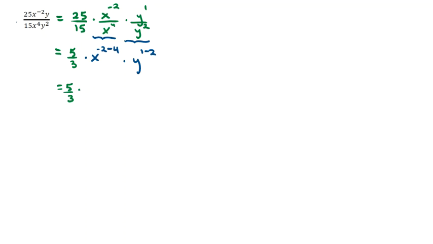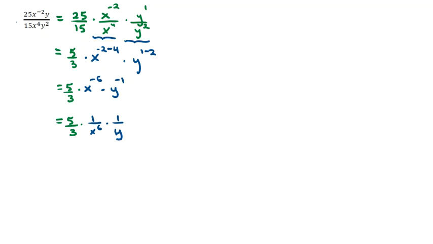x to the negative 2 minus 4 is x to the negative 6. And then y to the 1 minus 2 is y to the negative 1. Alright, keep in mind that the instructions tell us that they want all exponents positive. So we'll rewrite x to the negative 6 as 1 over x to the 6th, and then y to the negative 1 as 1 over y.